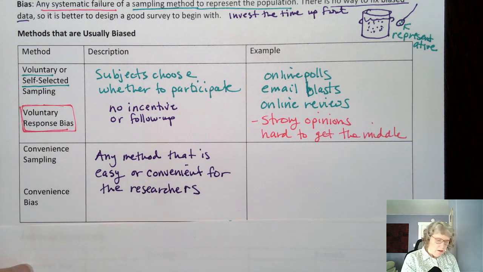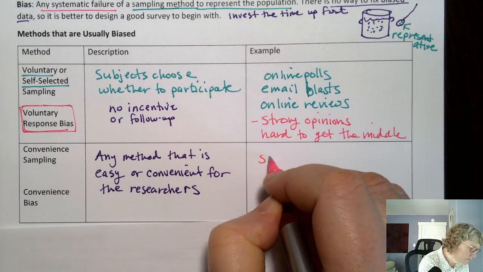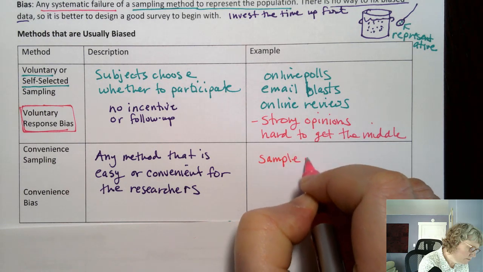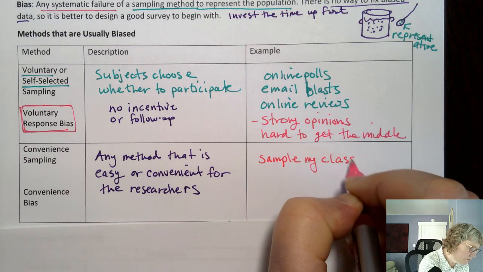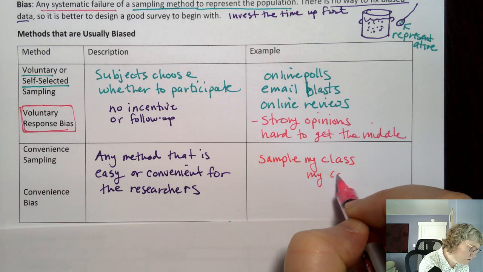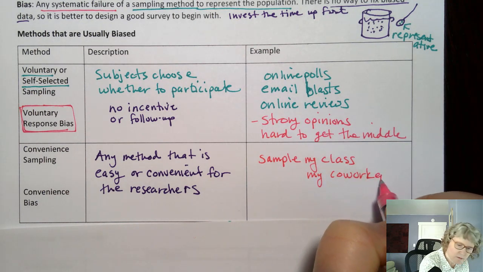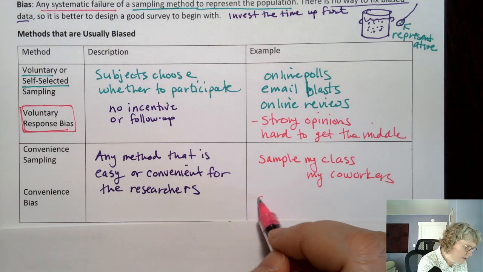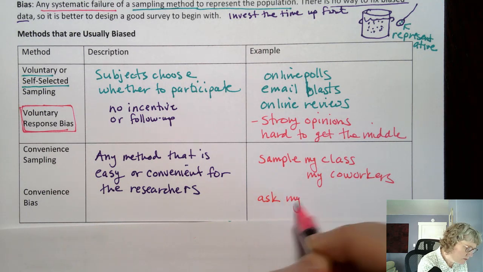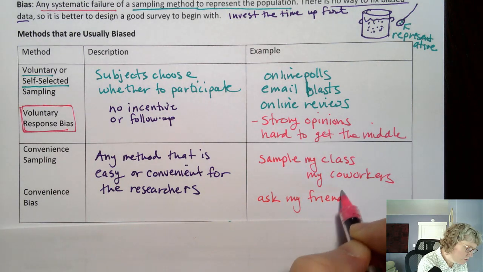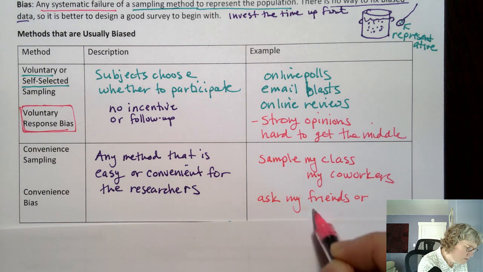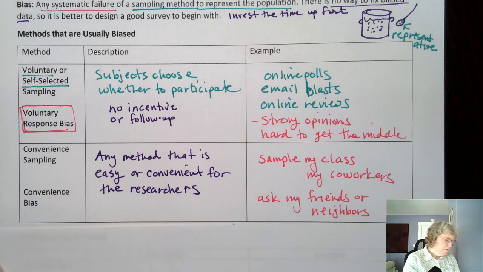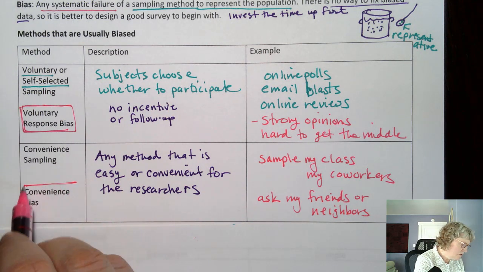Okay, and so let's say I want to do a survey, so I want to get some data, so I sample my class. Or my coworkers. Okay, if I ask my friends or neighbors. Okay, so this is called a convenience. There's a convenience bias as well.